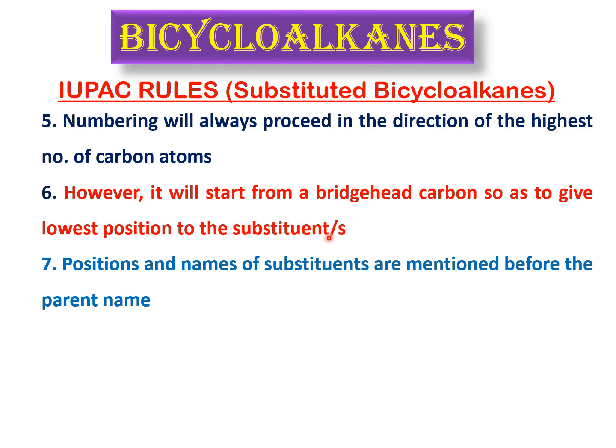And for writing the name, the positions and the names of the substituents will be written first, followed by the parent name. So let's see this with the help of an example. So we have this bicyclo decane again, but this time it is substituted with a bromine atom. So again, you have two bridgehead carbons. From which bridgehead carbon should you start? We have 4 carbon atoms on both sides, right?